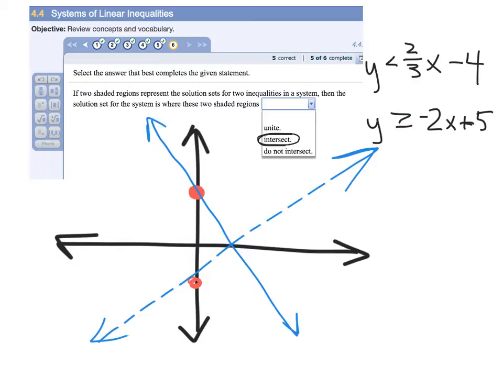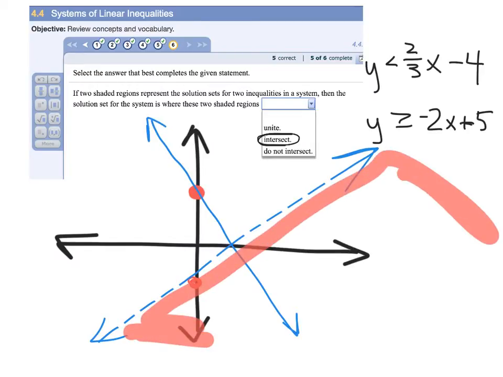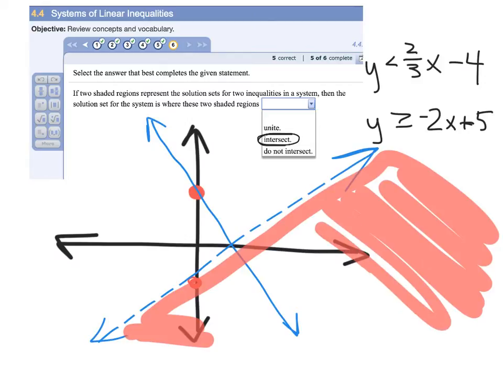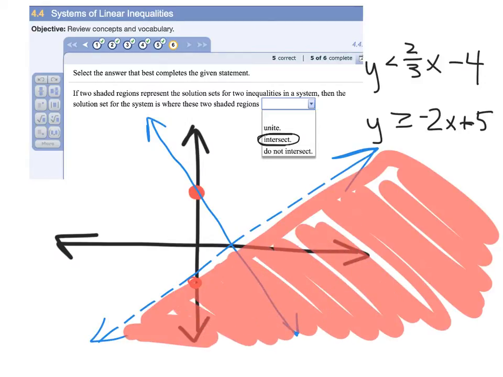And so now let's take care of the shading. This part says y is less than 2/3 x minus 4. So here's our y is equal to 2/3 x minus 4. Are we going to shade above it or below it? Well, it's less than, and less than goes with below. So we're going to shade below this line. I'm going to do it in red. So there is my shading, and there is what it looks like.